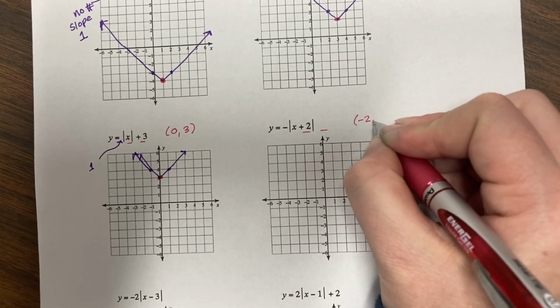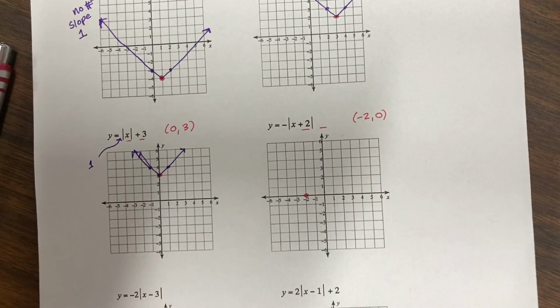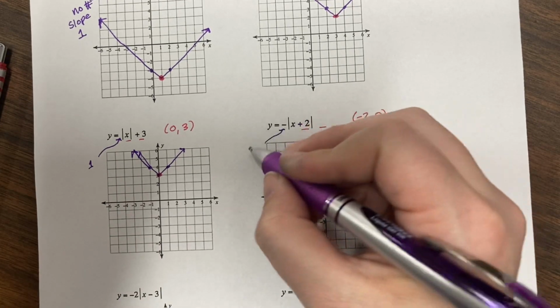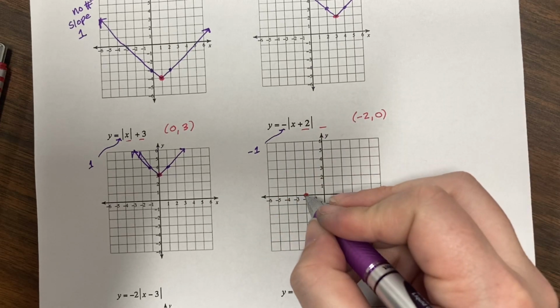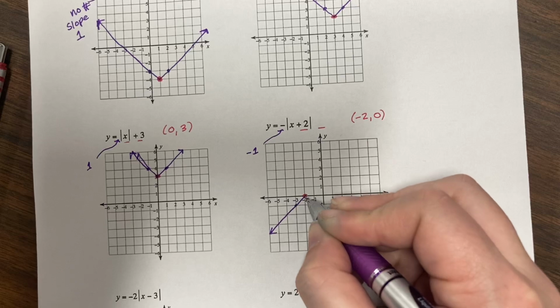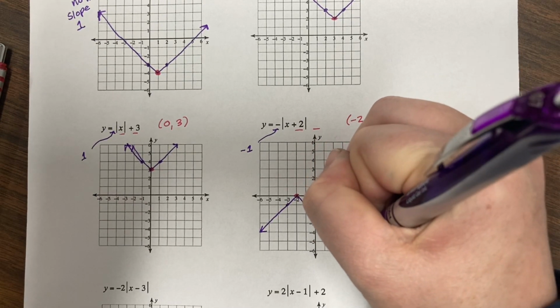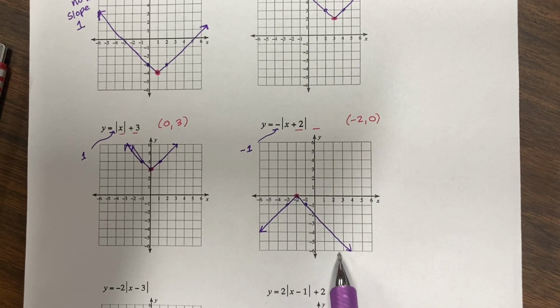Vertex would be -2, 0, because there's no number out here. I look for my slope. Ooh, it's a negative. -1. So I'm going to go down 1 in both directions. Oops, I got off on my corners a little bit. Sorry.